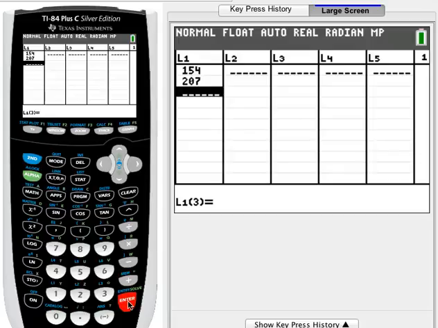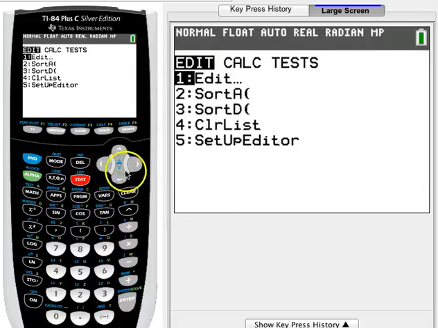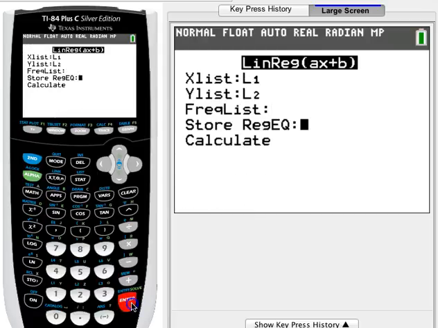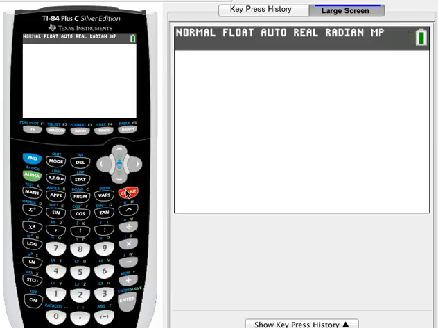154, 207, 289, 437, 584, 683, 250, 265, 330, 375, 575, and 650. Now, in order for it to make the residual properly, I'm just really quickly going to run the linear regression because that's what stores that information for the calculator. So even though I'm not going to use this, I do want to run that, simply because now it has the residuals stored for me.